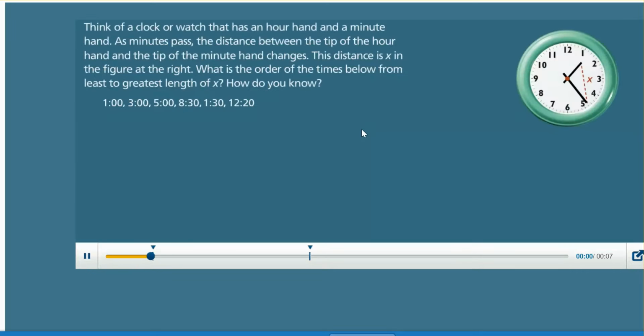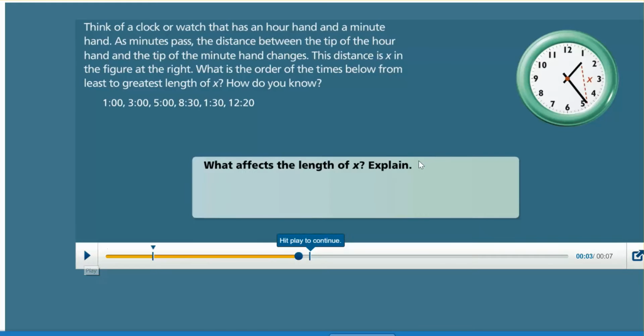So first, let's take a look at the solve it activity that starts off this lesson. Think of a clock or a watch that has an hour hand and a minute hand. As the minutes pass, the distance between the tip of the hour hand and the tip of the minute hand changes. So in this case, this is this distance, x. So we have two sides of a triangle that never change, or the lengths of the hour hand and the minute hand never change. However, the distance between the tips of them does, depending on where the hour hand and the minute hand are. It says, what is the order of the times below from the least to the greatest length of x, and how do you know?